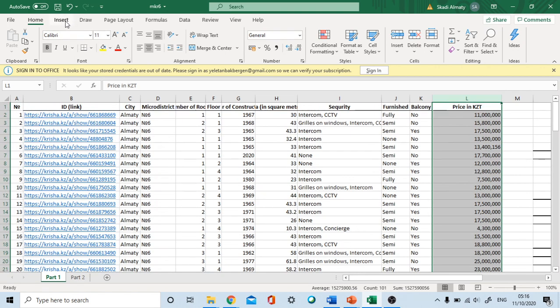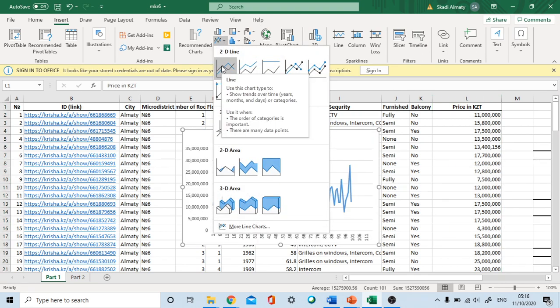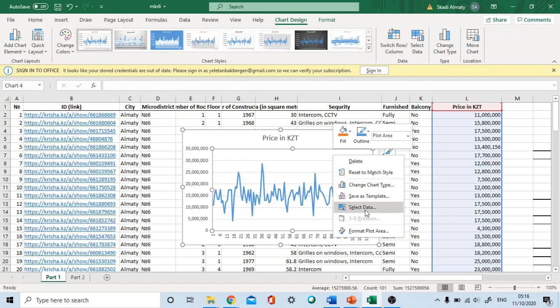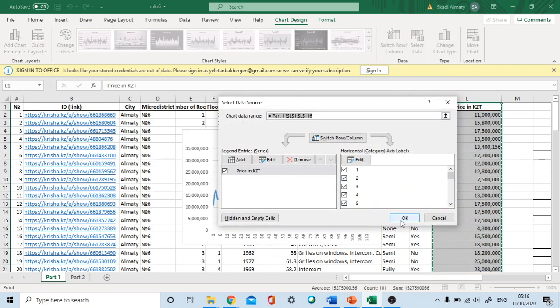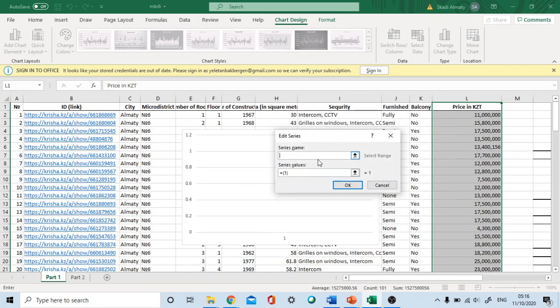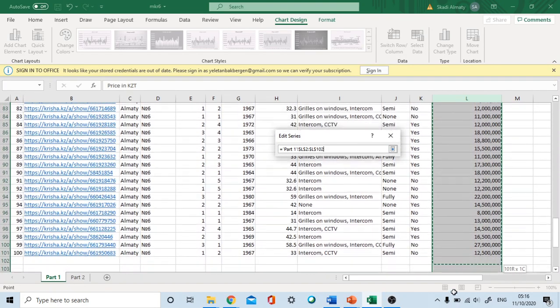It's very easy. Insert, we should draw a line graph. Select data. Your data should be selected. Add, for example, a series name. We would like to find price of flat. The series value comes from all this price of apartment.